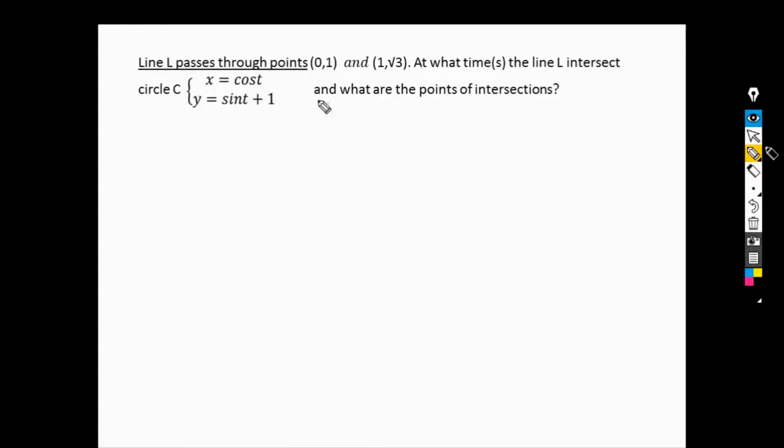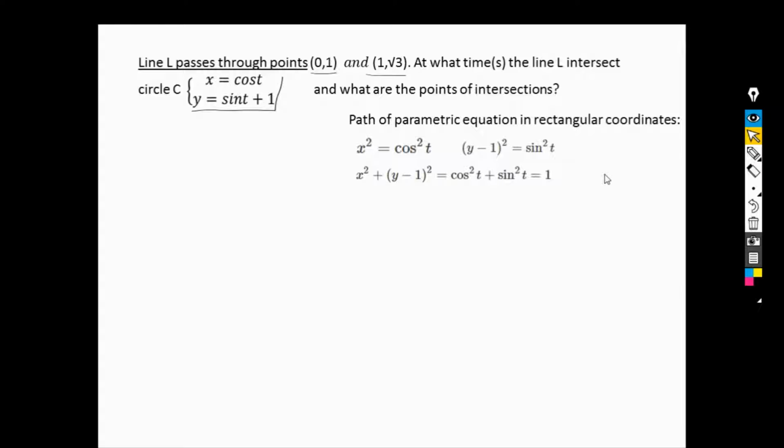So line L passes through this point, and circle C is in terms of t. So what we need to do is to get the path of circle C, and to get the path of C, we need to get rid of t. So we move this 1 to here and square these 2 and add, x squared plus y squared. And the L equation is y equals square root of 3 minus 1, times x, plus 1.